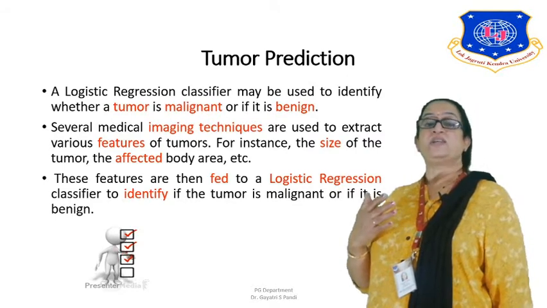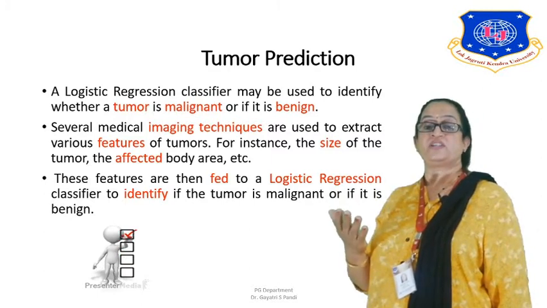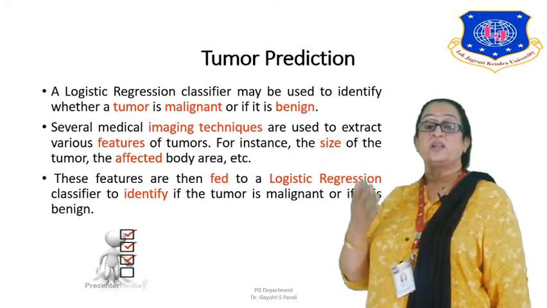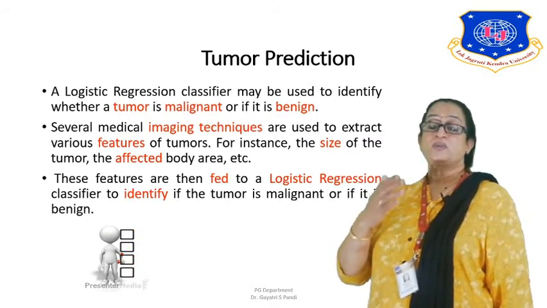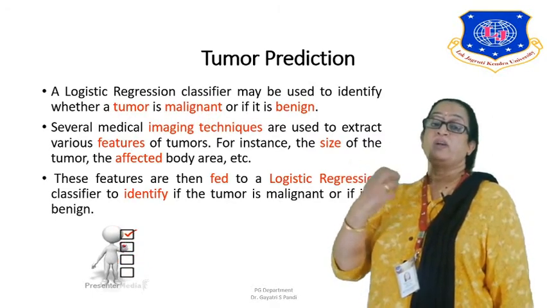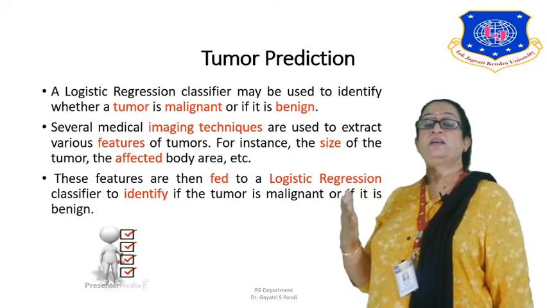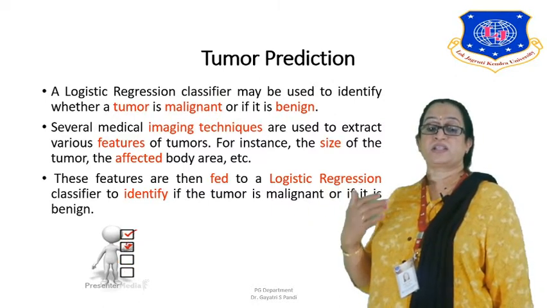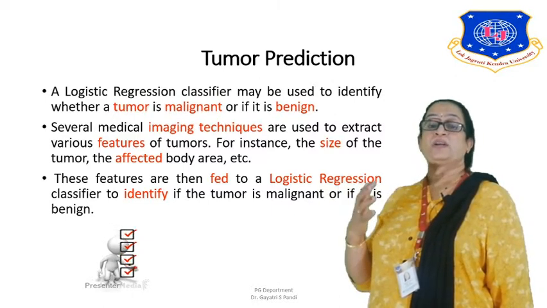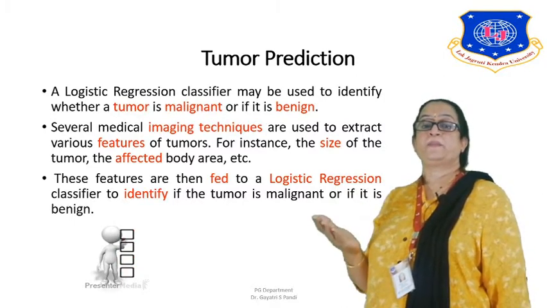Several imaging techniques are required to extract various features of tumors, like for example the size of the tumor, then the location of the tumor, where it is affected, all these, right? There can be various other factors which are drawn using the various imaging techniques. These features can be fed to the logistic regression classifier, and it will try to identify whether the tumor is malignant or benign.